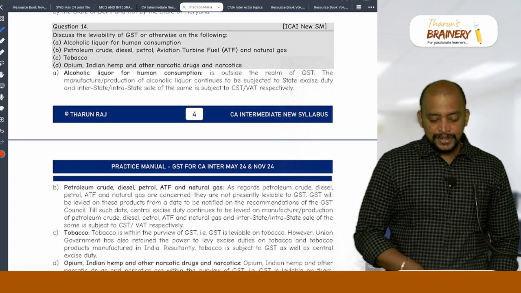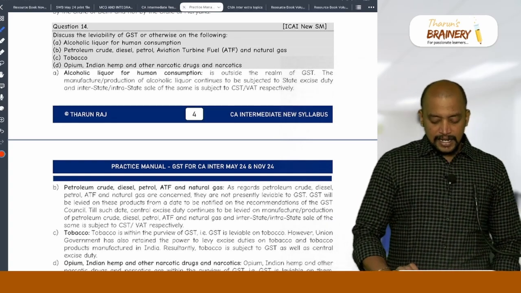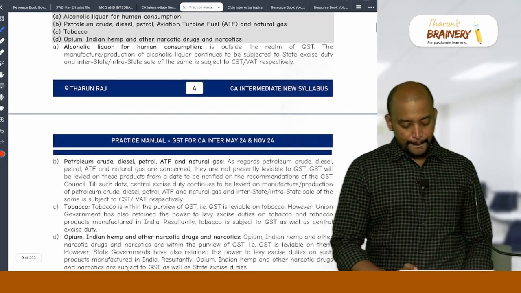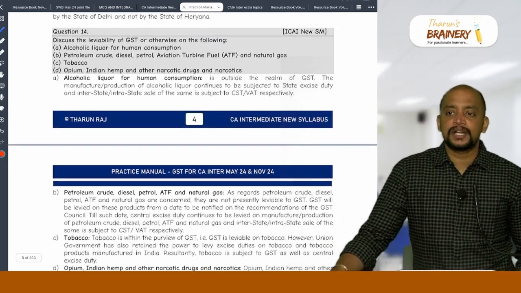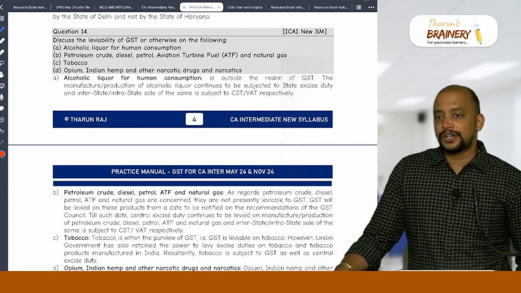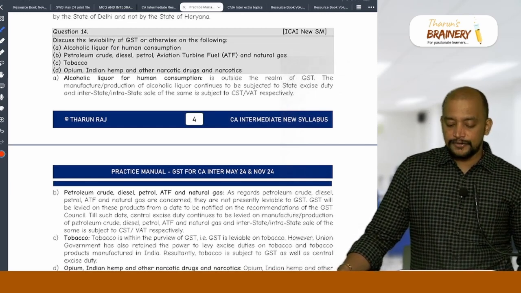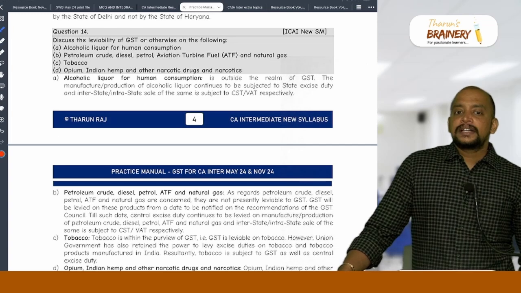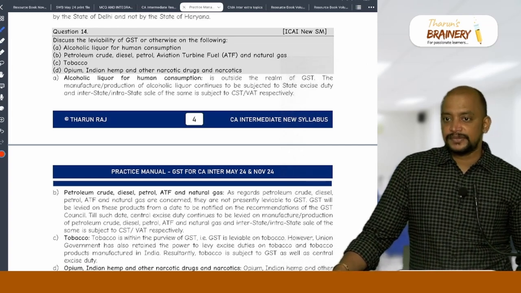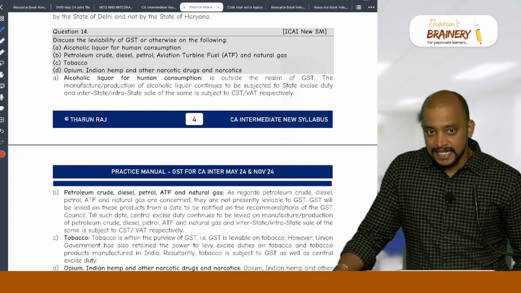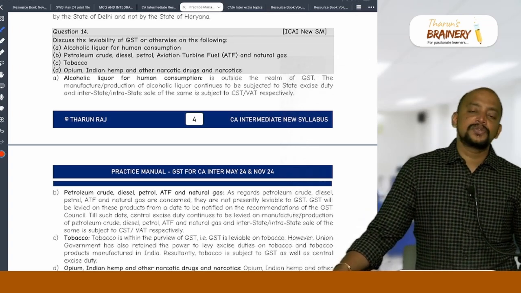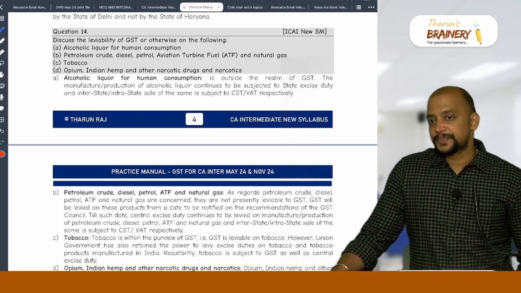Then opium, Indian hemp, other narcotic drugs and narcotics. What about this? GST applicable or not applicable? Applicable. So is it alcoholic liquor for human consumption? No, it is not alcoholic liquor for human consumption. These are basically used in medicinal preparations. Opium, Indian hemp and other narcotic drugs and narcotics are basically used in medicines.